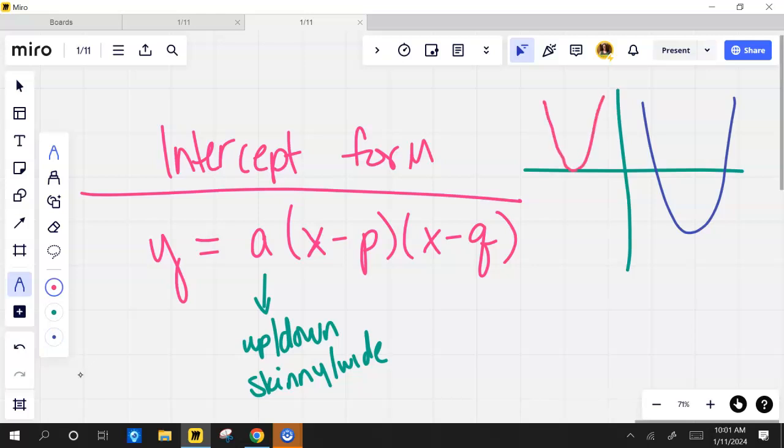How many times does it cross the x-axis? 1. How many times does that one cross the x-axis? None, right? But I can have up to 2.